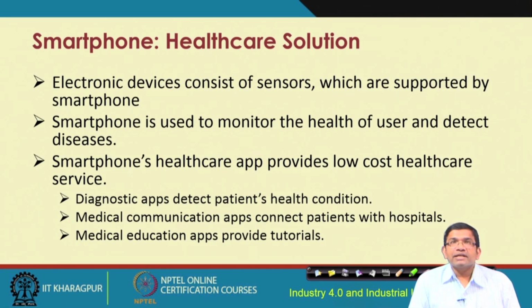Different smartphone based healthcare solutions are already available. Smartphone devices connected to electronic devices such as sensors can help in collecting the data of the patients. Smartphone is used to monitor the health of users and detect diseases. Smartphone healthcare apps basically provide low cost healthcare devices, which are diagnostic apps that help in detecting the health condition of patients, can also help in medical communication between the patients and the hospitals, and can also offer medical education in the form of tutorials to the patients.